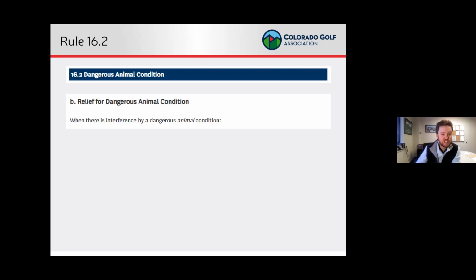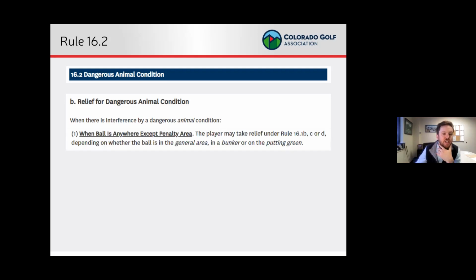When there's interference by a dangerous animal condition, so it's near a snake, we've determined there is interference there. The player, when the ball is anywhere except the penalty area. So now we have teeing area, general area, bunker, the putting green. So penalty area is over here right now. We're going to pencil that in for later.